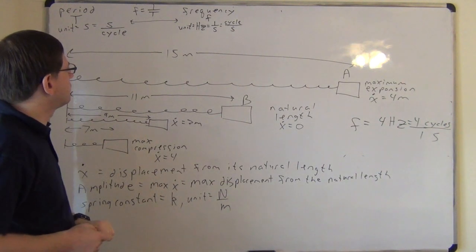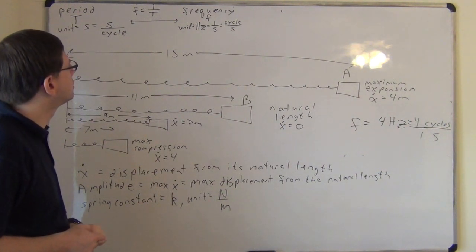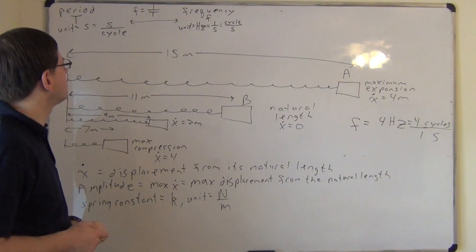So what's the definition of the frequency? How many cycles completed in 1 second? And what's the definition of the period? How many seconds it takes to complete a cycle.